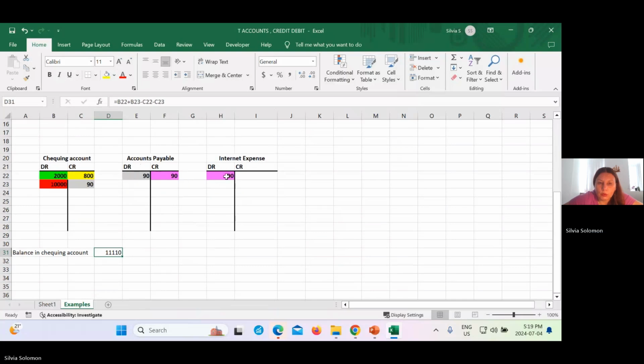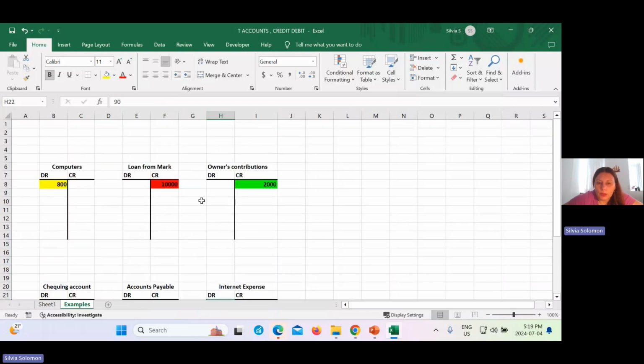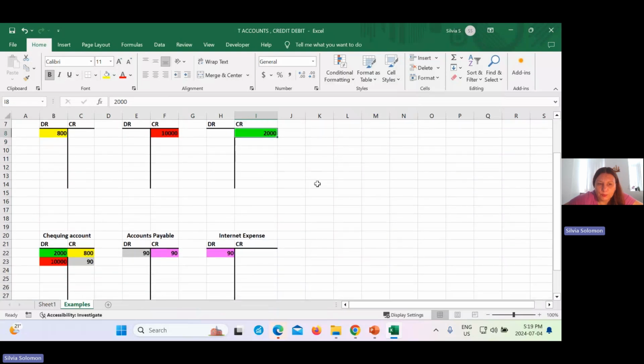Here, we have the expense that we had. So we always will have the expense, it remains for the period. Here, the balance is 800. And we still have the liability to the owner, and the owner's equity is 2,000.